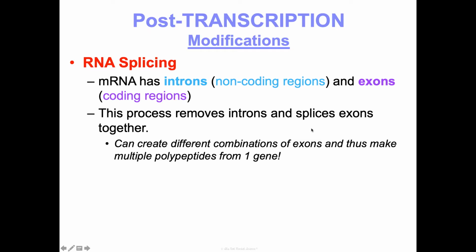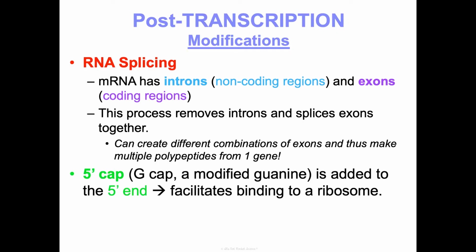Now, based on how this goes down, you can make a ton of different combinations of exons and many polypeptides just from one gene, depending on how you splice them together. And so this is one of the ways that there's so much variation in what can be created just from one set of instructions from the DNA.